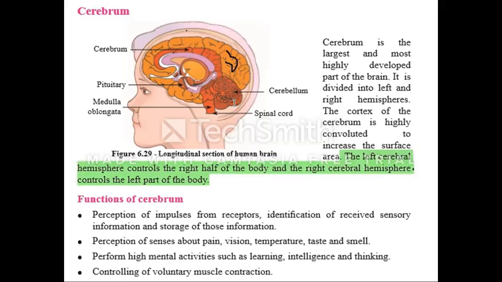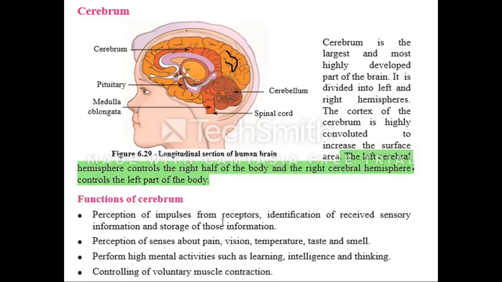Right, now let's move on to the functions of the cerebrum. As you all know, this is like the major part of the brain. So perception of impulses from receptors. So what are the receptors? Receptors are the sensory organs, so you perceive impulses from them. And then identification of received sensory information and storage of that information. So this entire coordination is kind of like passing a message from the sensory organs to the central nervous system, and from the central nervous system back to the effectors, which is going to be a muscle or a gland. Okay, so a response is produced, right?